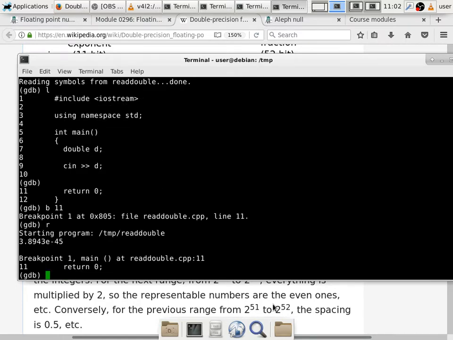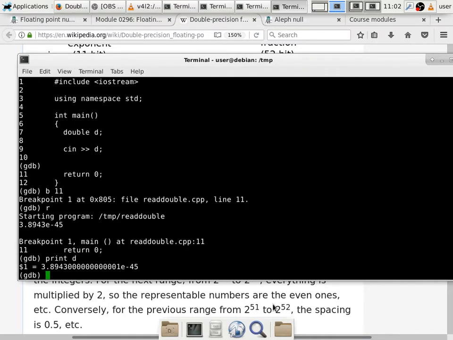By the time we get to the return statement, inside GDB I can just say, tell me what is D. And you can see that, hey, I never entered that 1 after all those zeros. That's because certain values cannot be represented exactly in double. We'll talk about that a little bit, but much later. Nonetheless, the value is for the most part what I entered, 3.8943, for the most part, times 10 to the power of -45. But that's just what we are seeing. The internal representation is not that at all.